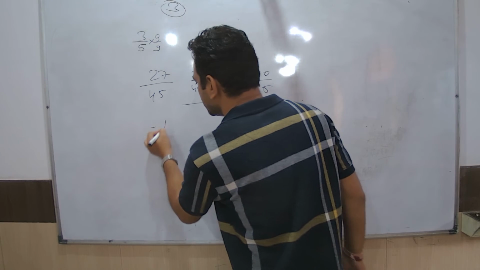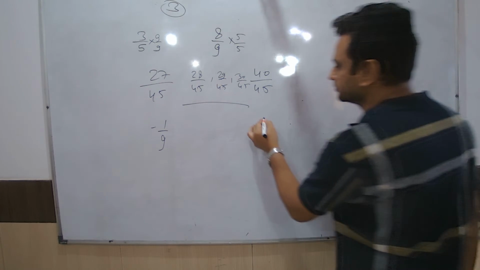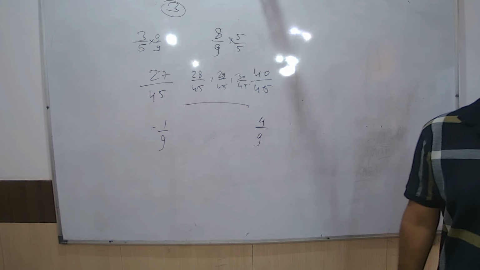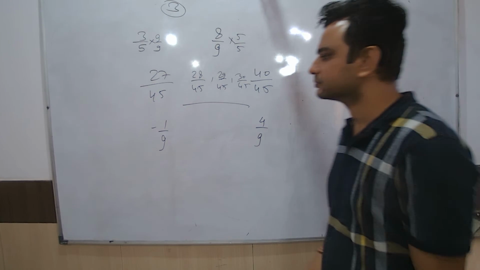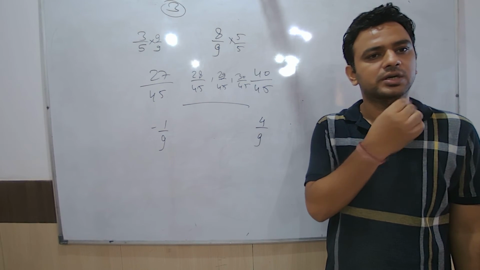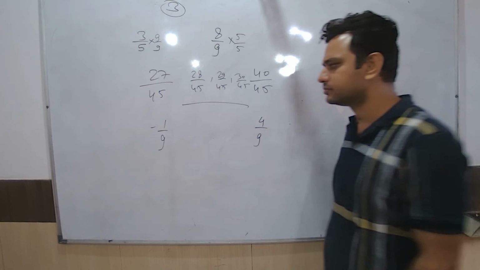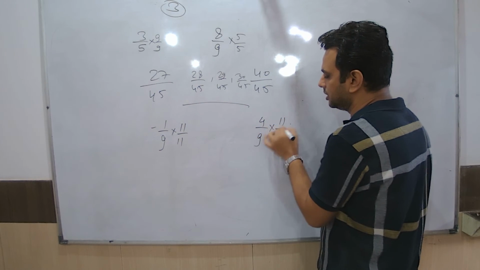Next is -1 by 9 and 4 by 9. How many rational numbers do we want? 10 rational numbers. So the requirement is 10. What do I multiply by? 10 plus 1, that is 11, n plus 1, or any number. I multiplied 11 by 11.